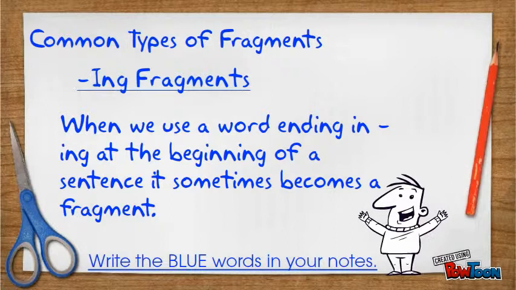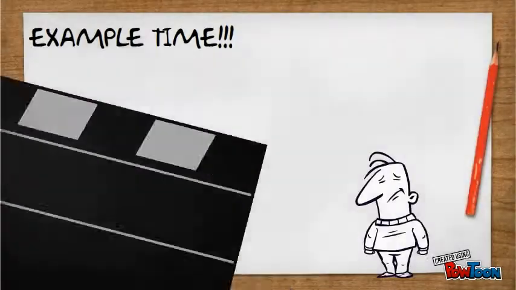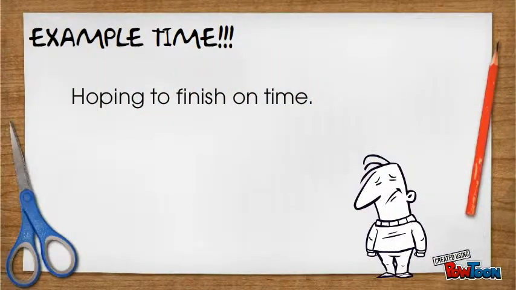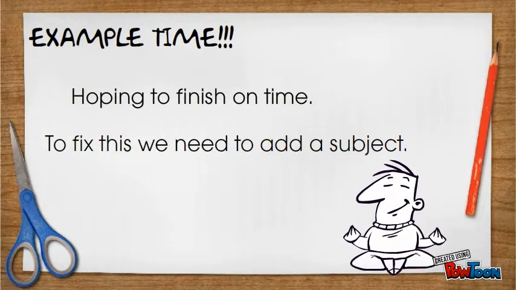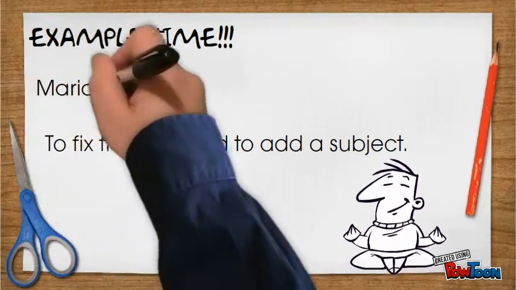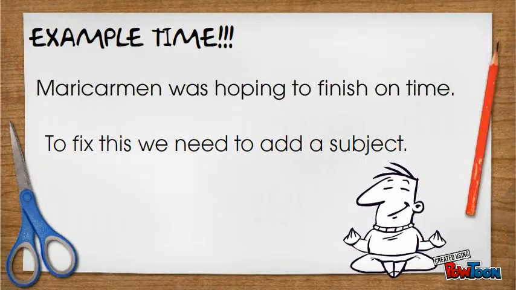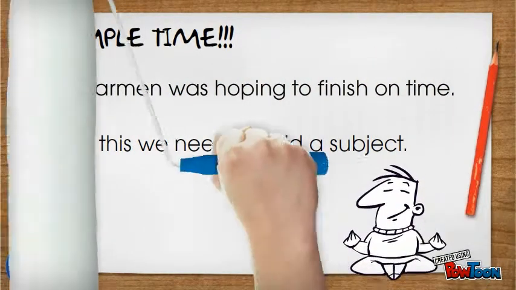The next common fragment error is called ing fragments. This is when we use a word ending in ing at the beginning of a sentence, causing it to become a fragment. For example, hoping to finish on time. How do we fix them? Well, we add our subject, Mari Carmen, a linking verb, was, and the rest, hoping to finish on time.